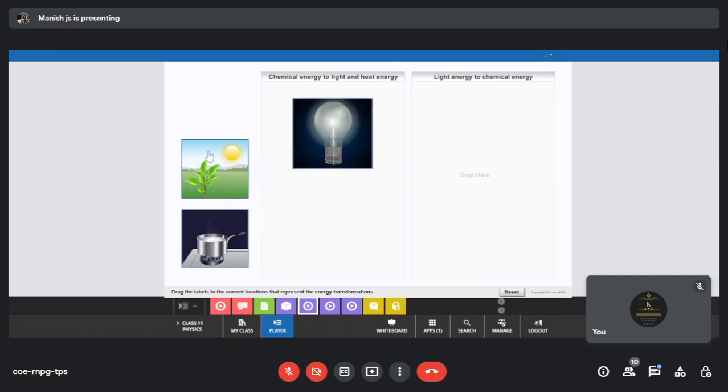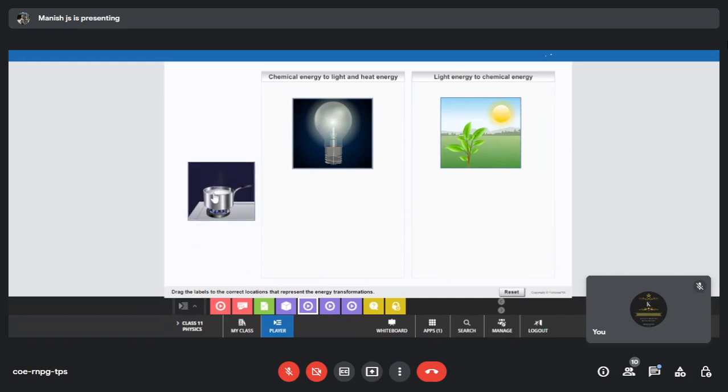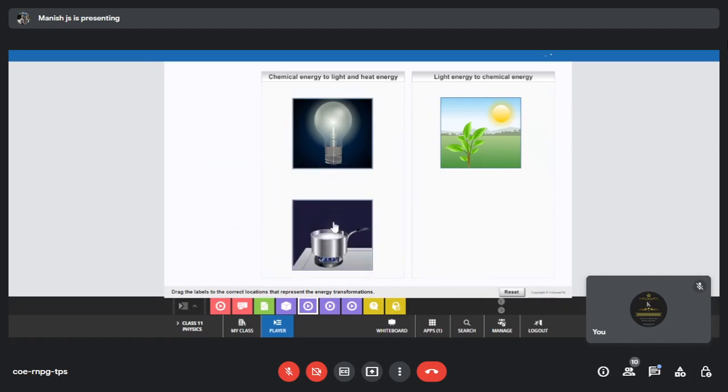Excellent. Okay, good. Second one. Light energy to chemical energy. Excellent. Yes, perfect. Third one. To light and heat energy, sir. Chemical energy, yeah, to light and heat energy. This is a small activity.